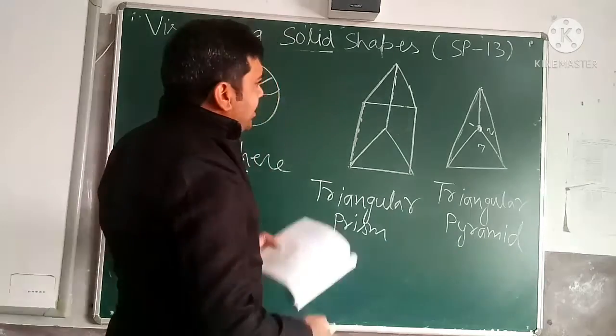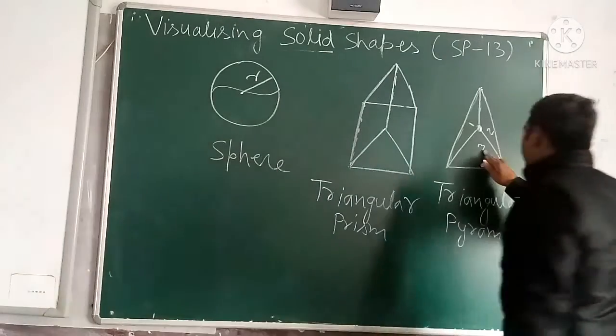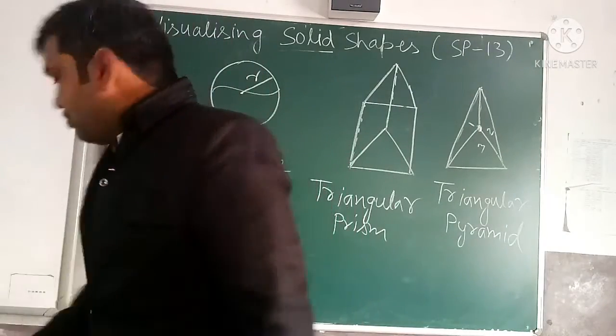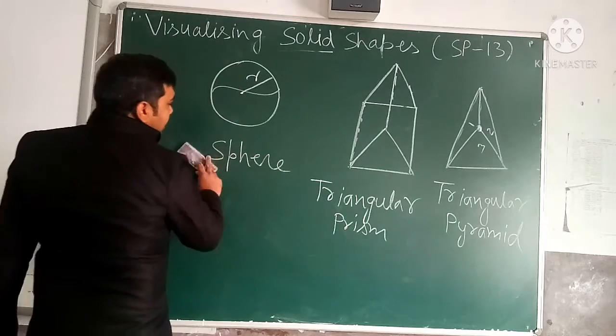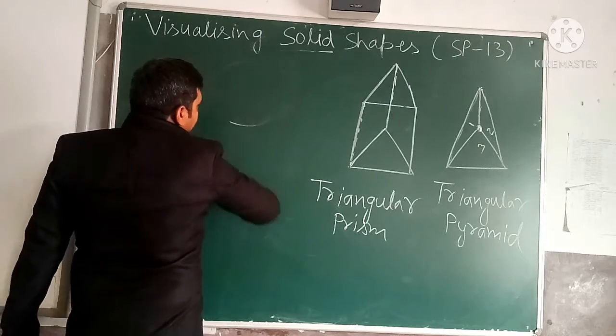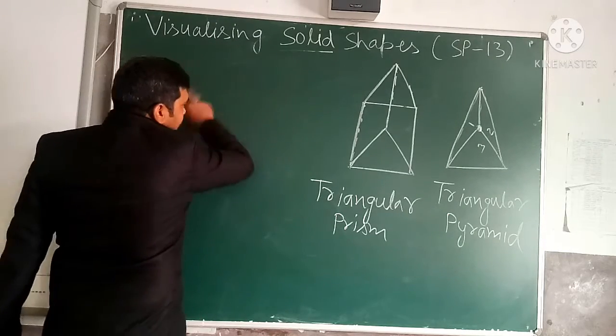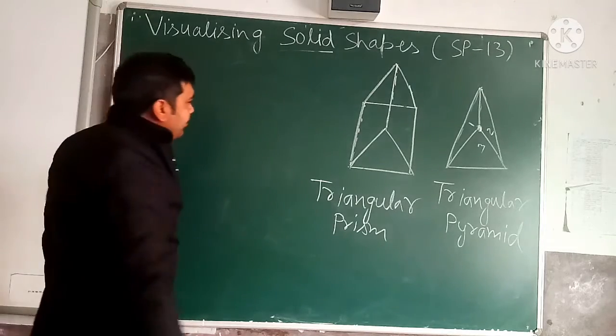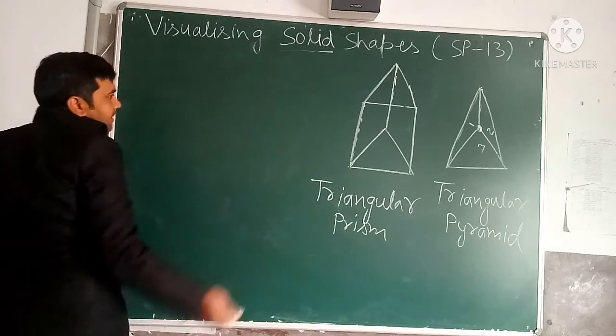So the base can be a polygon. Here I have taken the base of this pyramid as triangular. You can take the base of the pyramid as a square also. This is called a square pyramid. So the name of the pyramid is given based on the base of the pyramid. What is the shape of the base of the pyramid? That will give the name of the pyramid.